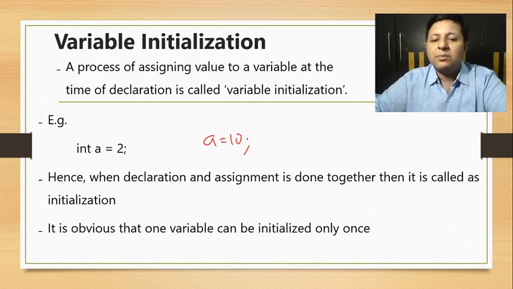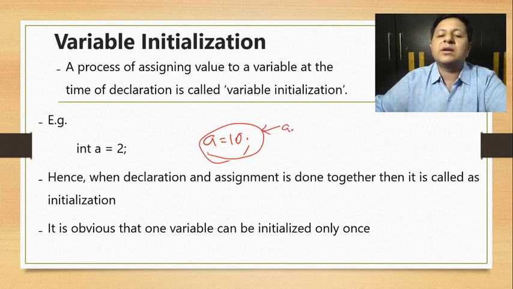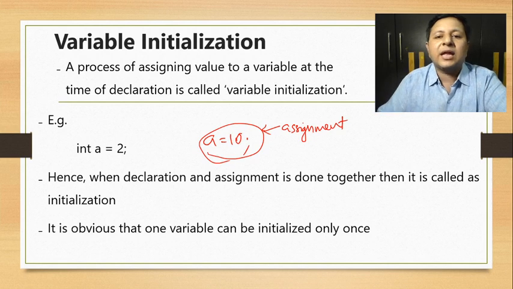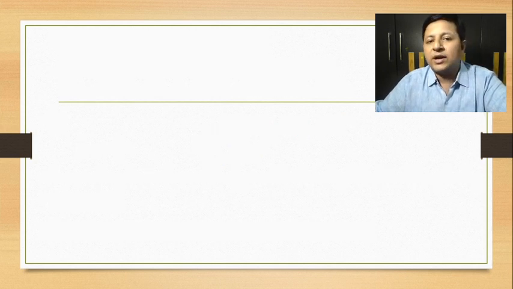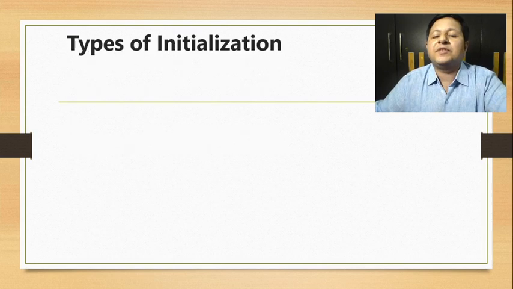Yeah, we can, but this a equal to 10 will not be considered as initialization. It will be considered as assignment only. And as I already said, assignment can be done any number of times, but initialization can be done only once. Now this initialization has got types also. So let's move ahead and look at the types of initialization.